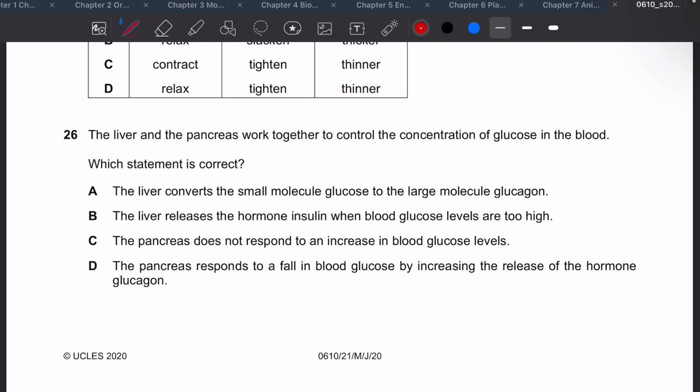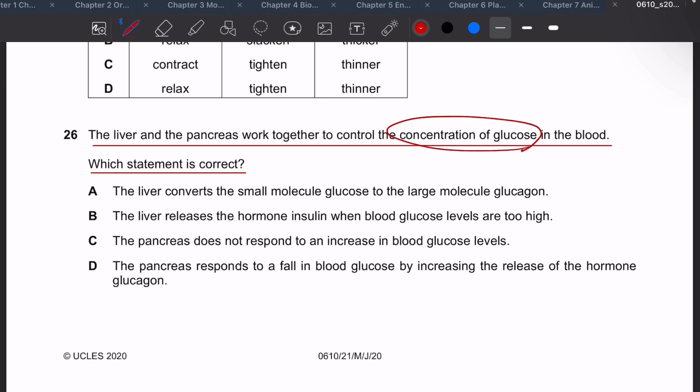Number 26. The liver and the pancreas work together to control the concentration of glucose in the blood. Which statement is correct? So, the liver and the pancreas work together. And it says they control the concentration of glucose in the blood. How do they do so?